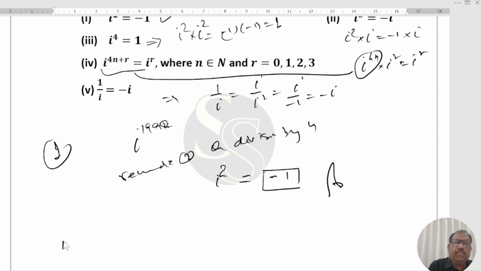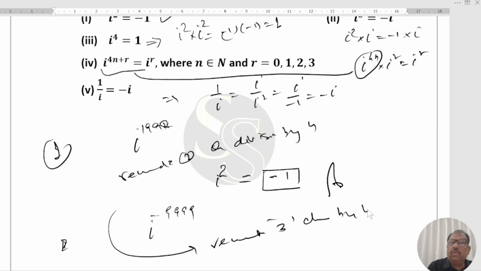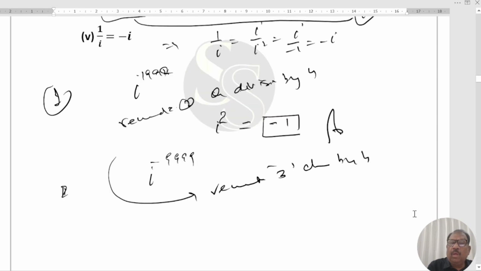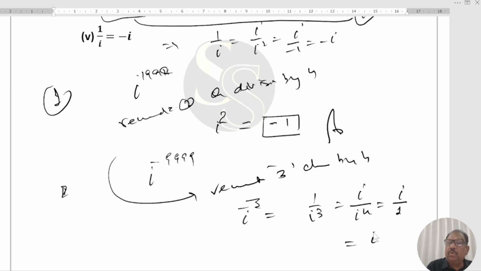Second part, iota to the power minus 9999. In this case, we get remainder 3 on division by 4. So this becomes iota to the power minus 3, that is 1 upon iota cube. Multiplying and dividing by iota, we get iota upon iota to the power 4, that is iota upon 1, that is iota. This is the answer.